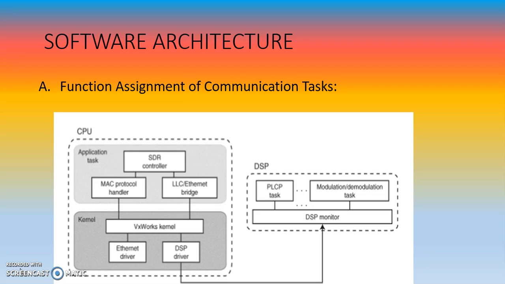The CPU interlinks with the DSP, like the DSP driver interlinks with the DSP monitor. In the DSP, we can see the PLCP task, modulation and demodulation task, and DSP monitor. Then we can say that system performance depends to a large extent on how the critical functions such as modulation and demodulation and the protocol sequence processing are assigned to different processors.